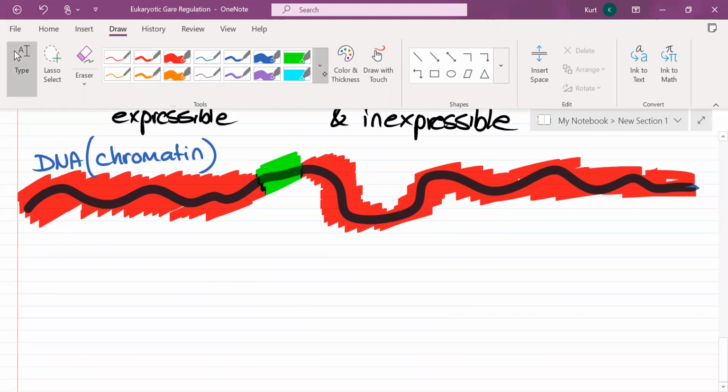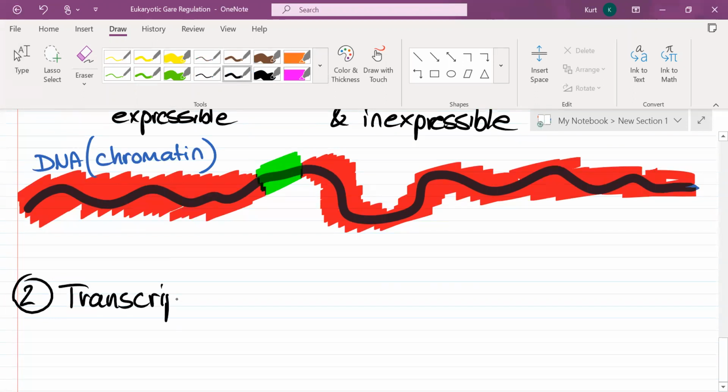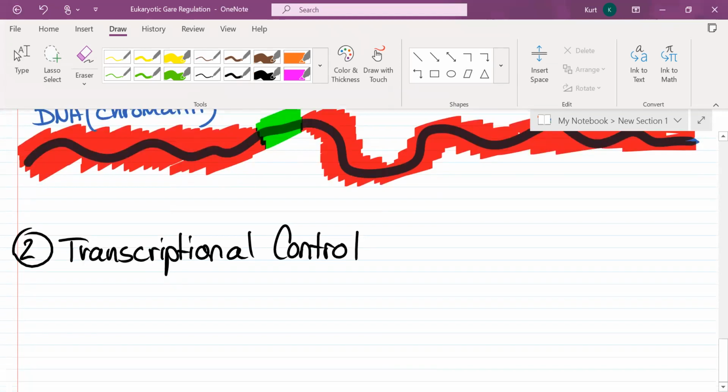Okay, step 2. Step 2 is called transcriptional control. What is transcription? From what to what? You're using what to make what?